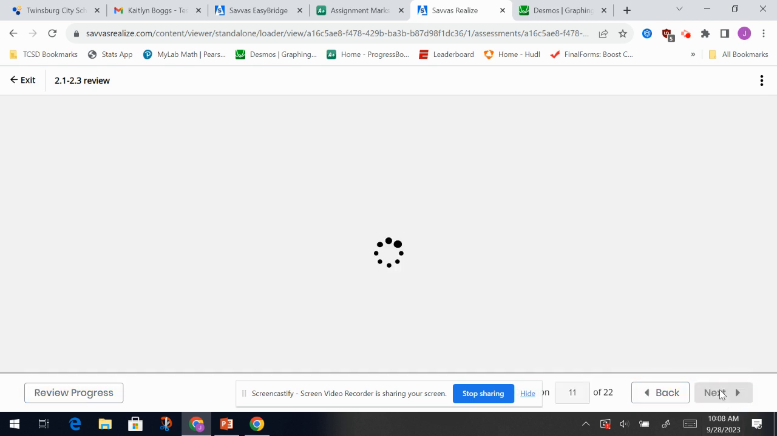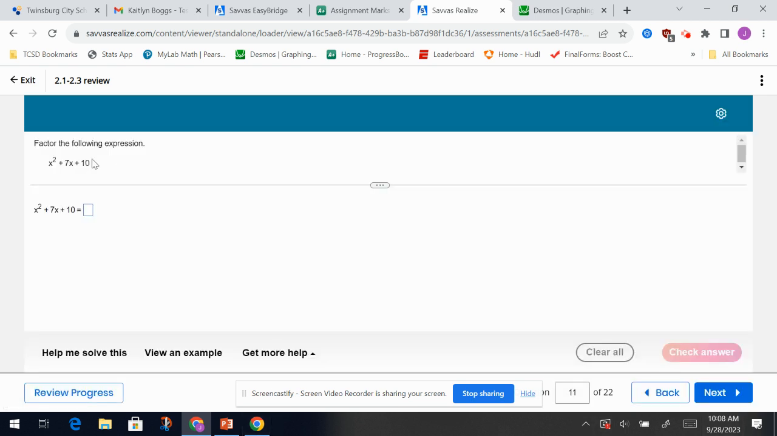And I'll go ahead and do the next problem because it's the same thing. So I'm looking for two numbers. I'm going to write this down. Two numbers that multiply to 10 and add to 7. So the only two numbers I can think of are 10 and 1. Well, that adds to 11. And then 2 and 5.